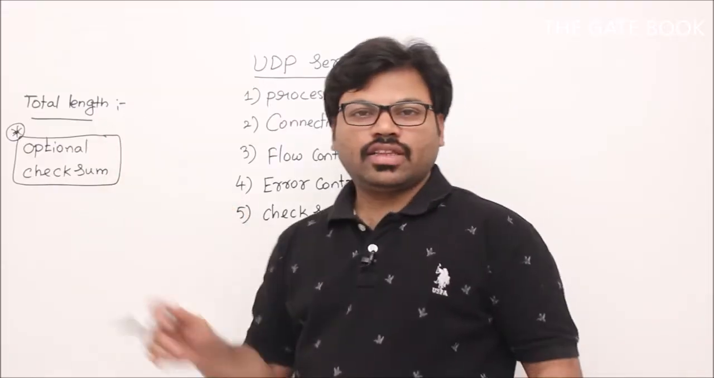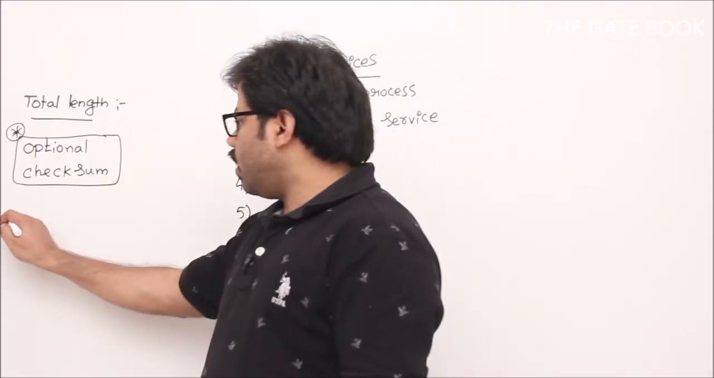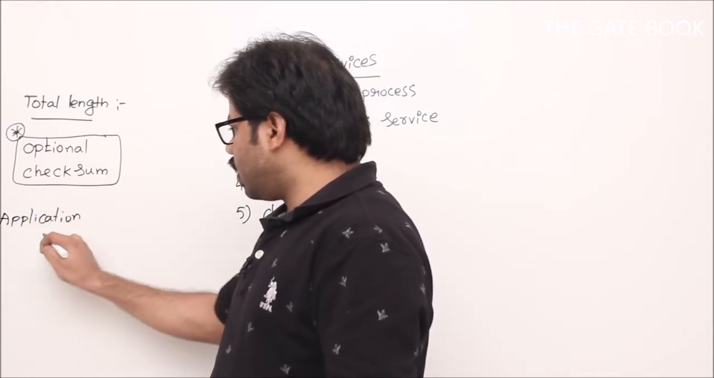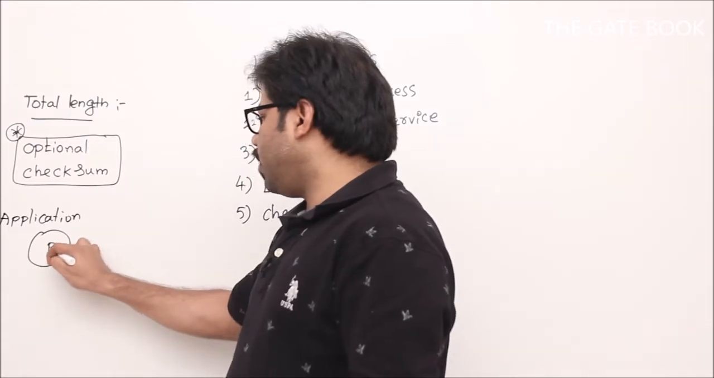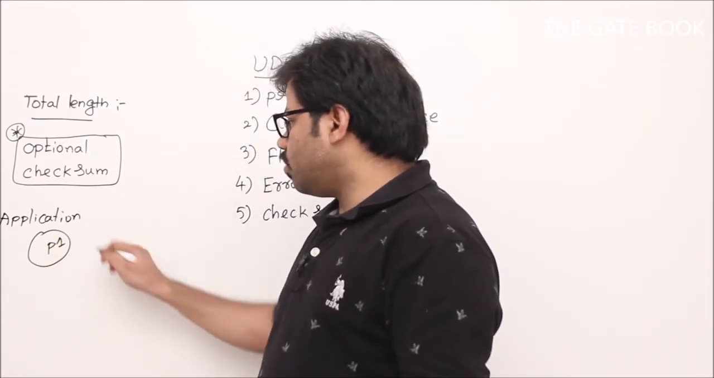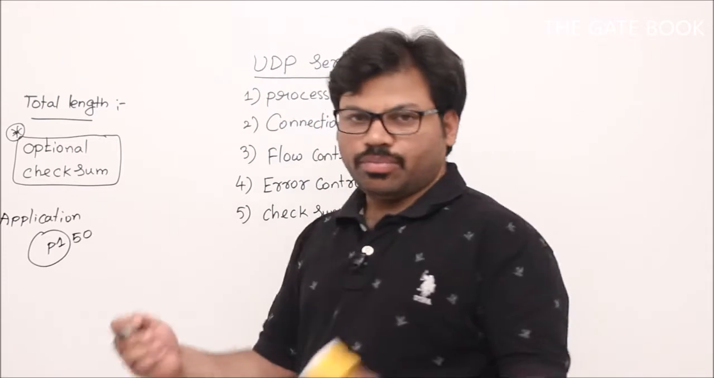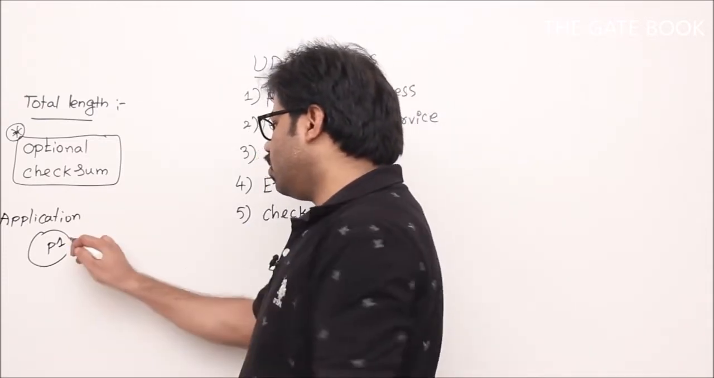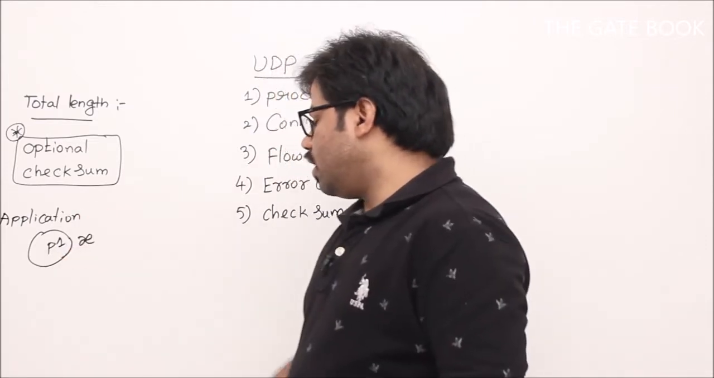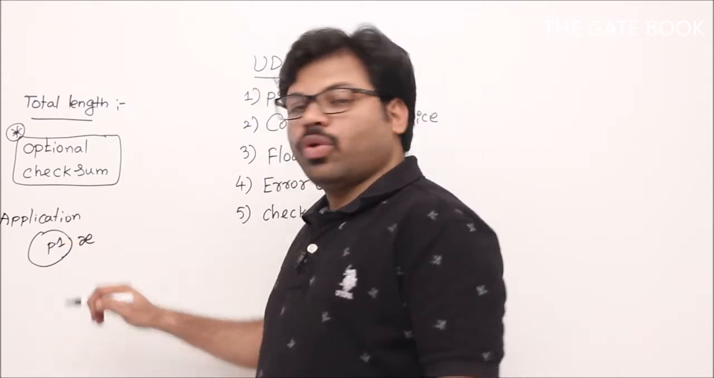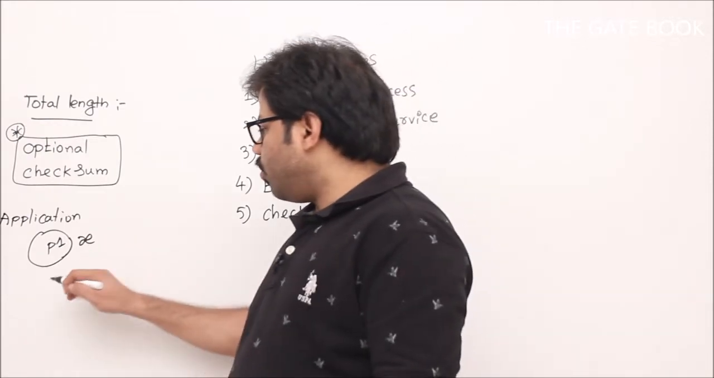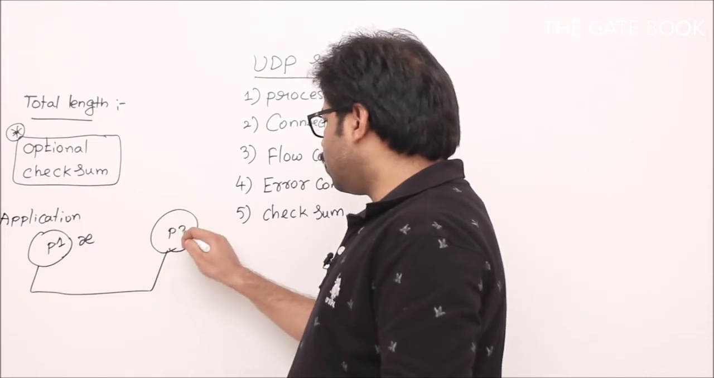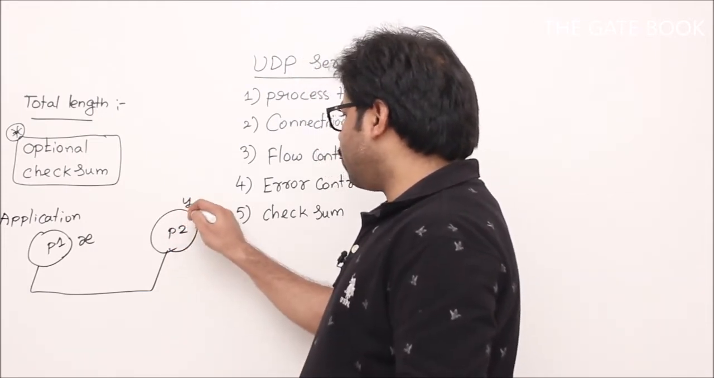Now we'll focus on total length. Why this field is required, I will tell you. For that, go to the application layer first. The application layer is going to have a process, correct? So let's take one process P1. It has some port number, something around 50, just for simple discussion. Generally we don't use a well-known port number, so let's use X so that there will not be any issues. So the process P1, with port number X, wants to communicate with another process in another device. That is process 2, and its port number is, let's say, Y.